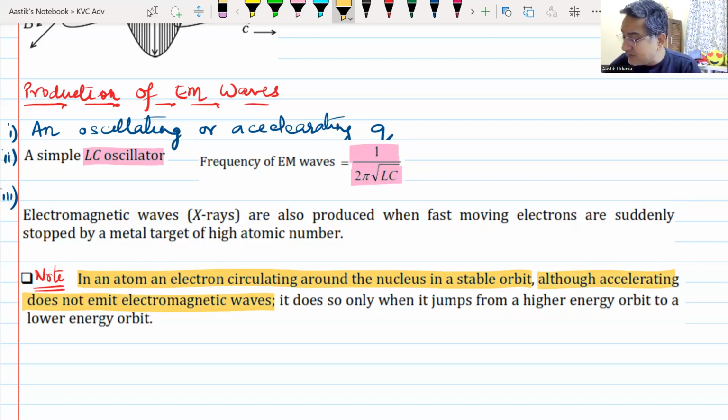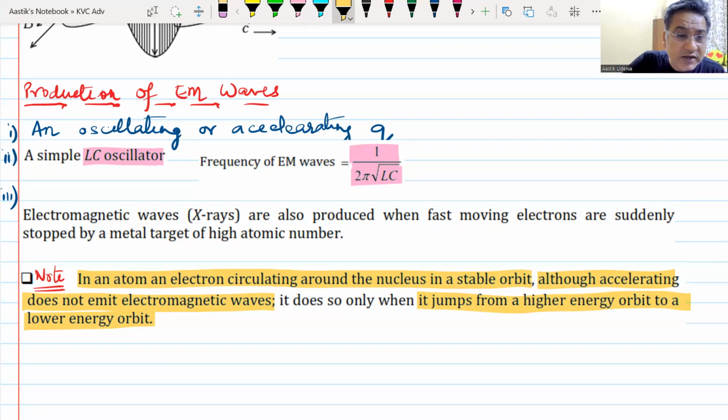It only produces EM waves when it jumps from higher to lower, or you make it jump from lower to higher. So an electron moving around a nucleus does not produce EM waves. It only produces EM waves when it is making a transition from lower to higher or higher to lower. Do we understand this? Yes, sir. I'll give you 2 minutes to note this down.